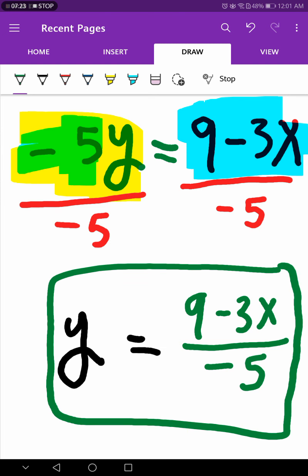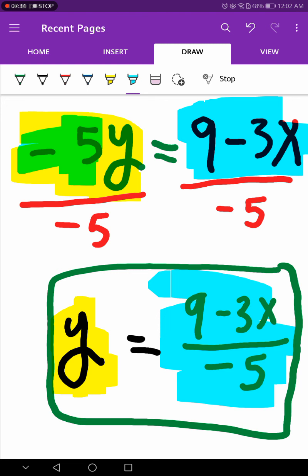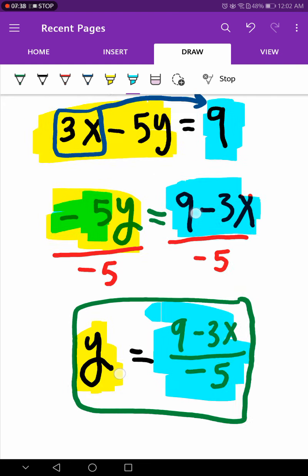How do I know I am reaching the solution? Because I make the y alone on one side, the left side, see? And the rest of the terms on the right side. Are you happy now? I'm sure.